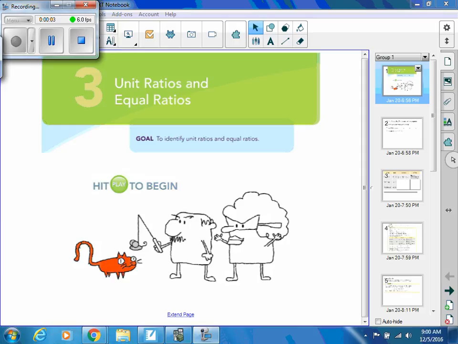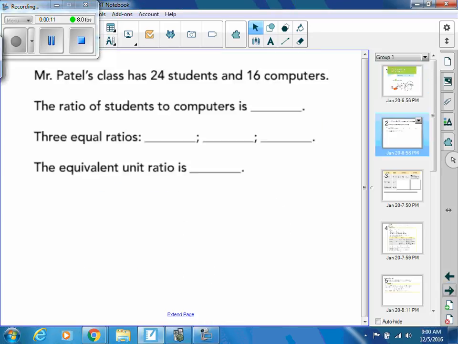In today's lesson, we're going to talk about unit ratios and some more about equal ratios. So as we get going here, we're going to look at Mr. Patel's class, which has 24 students and 16 computers. So the ratio of students to computers is 24 to 16.